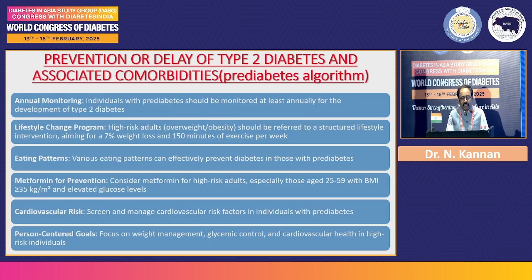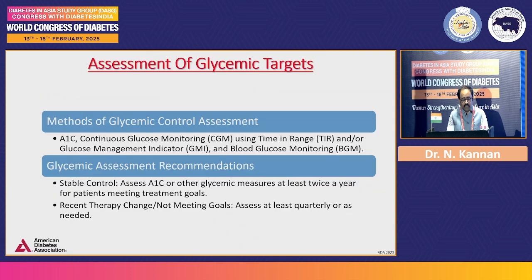How to prevent or delay type 2 diabetes? This is the pre-diabetes algorithm. Annual monitoring is very, very important. Lifestyle program and eating pattern. Metformin for prevention of diabetes in high-risk patients, obese patients, those with high insulin resistance. And also taking care of cardiovascular risk factors, and personalized goals are very, very important.